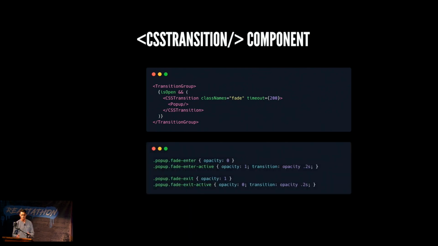So this is an example. This actually works. It's not fake code. You see that when the element is entering, we can use fade enter to say, hey, I want to go from opacity 0, and when it's active, I want to go to opacity 1 with this transition. And you can actually use keyframes. This is a CSS transition example.